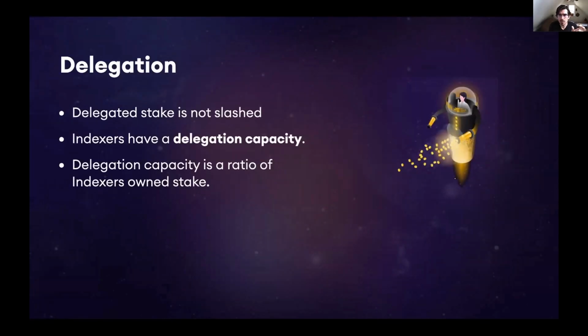Finally, we have delegation. This will be familiar to many of you who have seen delegated proof of stake protocols. There's a pretty big design space even within delegation. We take an approach similar to Tezos in the sense that delegated stake is not slashed, but instead indexers have a delegation capacity that's a ratio of the indexer's own stake. So for every unit of slashable stake, an indexer is allowed some amount of delegated stake that's not slashable. That allows passive token holders who still want to participate in the protocol to help secure and add Sybil resistance to the protocol.